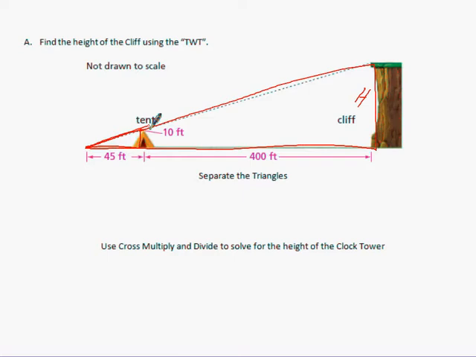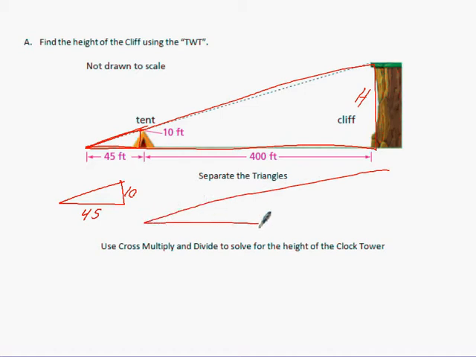Now, first step is to separate the triangles. So, here's the small triangle, and here's the big triangle. The tricky part is what goes on the bottom of the big triangle. It is not just 400. 400 only takes it to there. There's an additional 45 there. So the total is 445. You need to add up the bottoms.